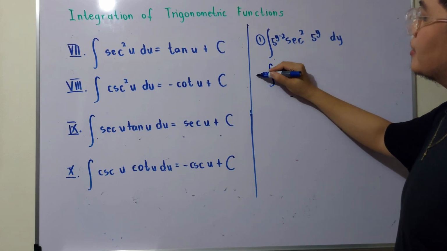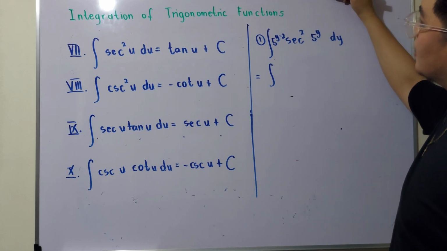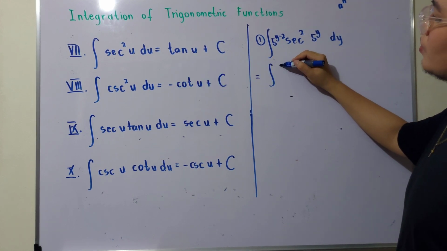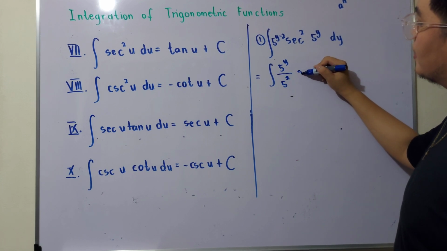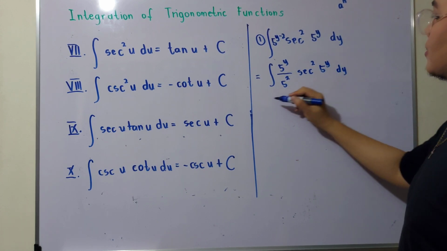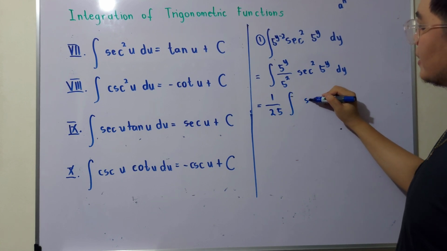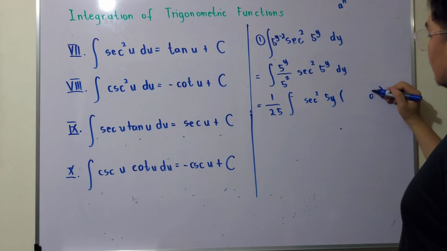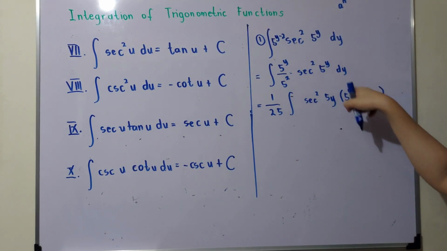So we have here, alam naman natin na law of exponent a raised to m minus n is equal to a raised to m over a raised to n. So dito, yan ay 5 raised to y over 5 squared. And then ayan. So, magiging 1 over 25. Tapos, ilagay na natin dito si 5 raised to y. Ayan. Ayan yan ha. Inilagay natin dito.